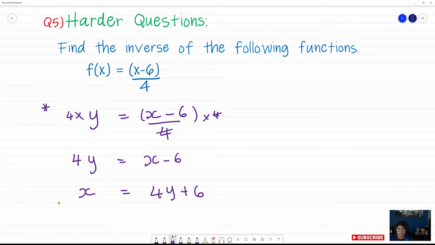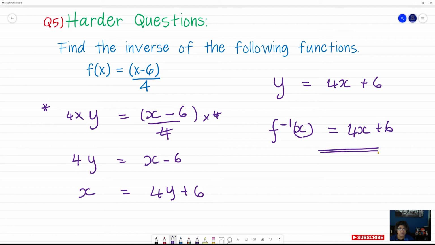Right, what we need to do next is swap the y's and x. So now we have y equals 4x plus 6, and the final step is to write the inverse notation. So this is going to be f negative 1 of x then equals 4x plus 6, and this is your final answer.